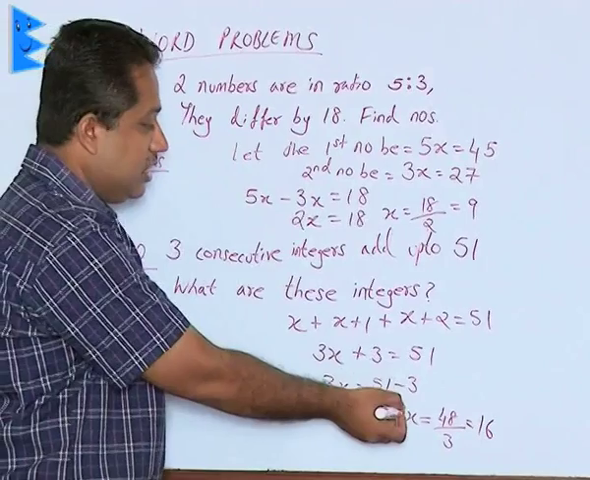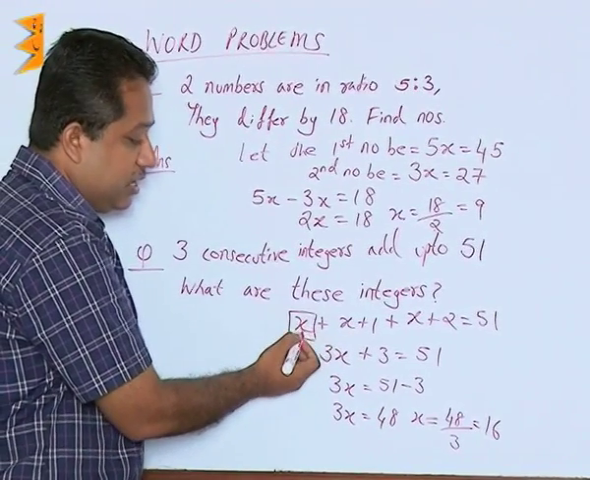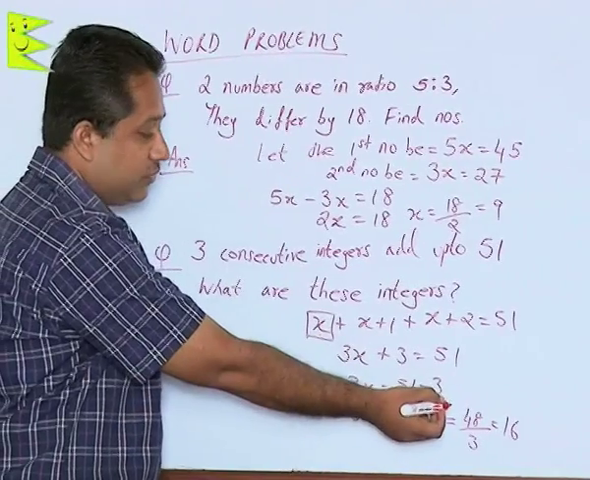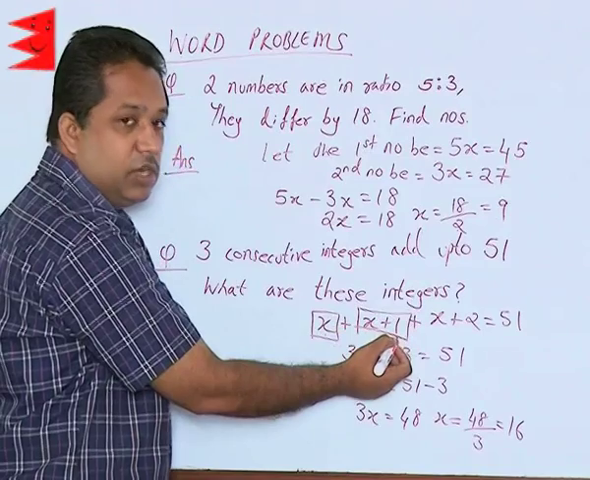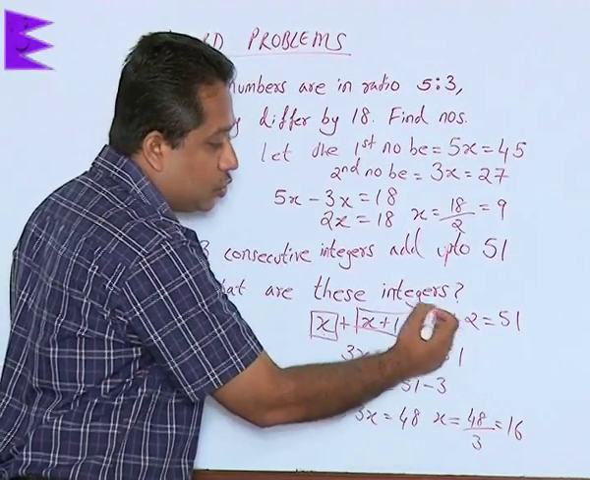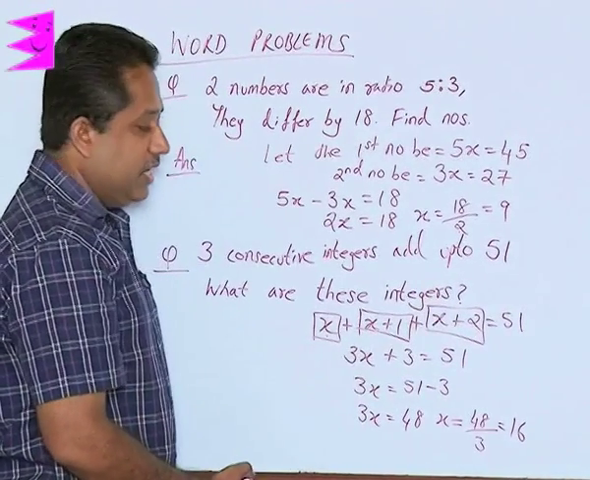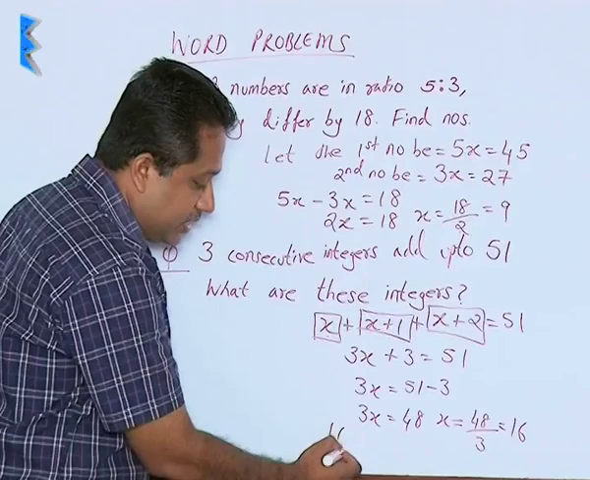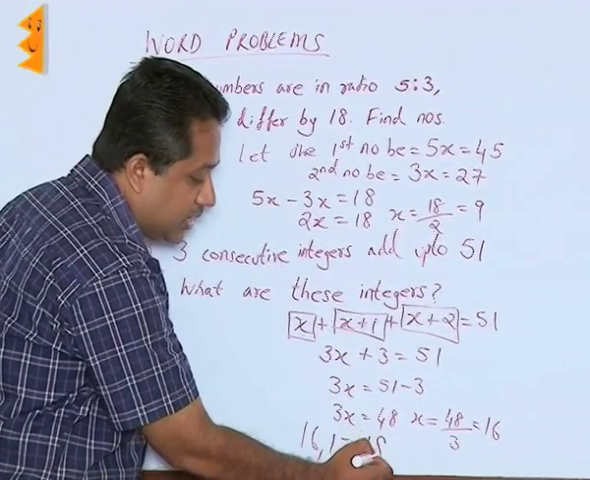So, x is 16. Therefore, what are the integers that are being asked here? The first integer x remains 16. So, first answer is 16. The next is x plus 1, that is 16 plus 1, 17, and the third integer x plus 2. So, that is going to be 16 plus 2, that is 18. So, finally, the answer will be the 3 integers are 16, 17 and 18.